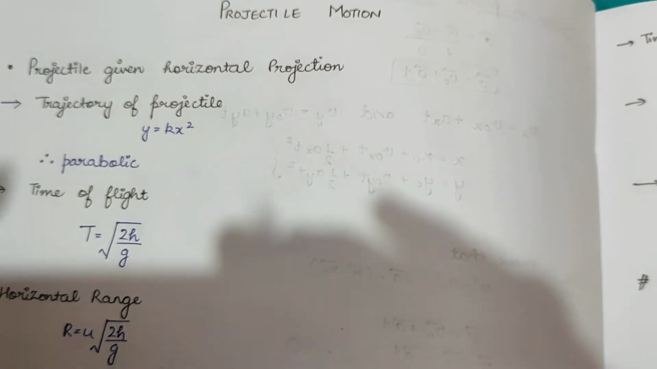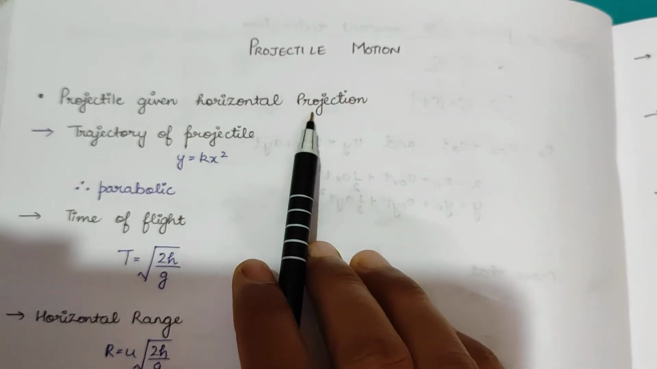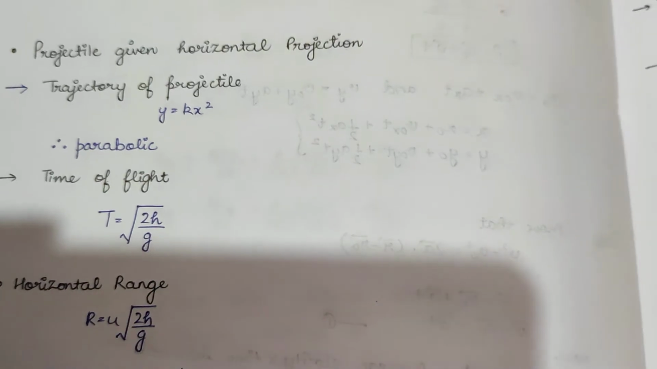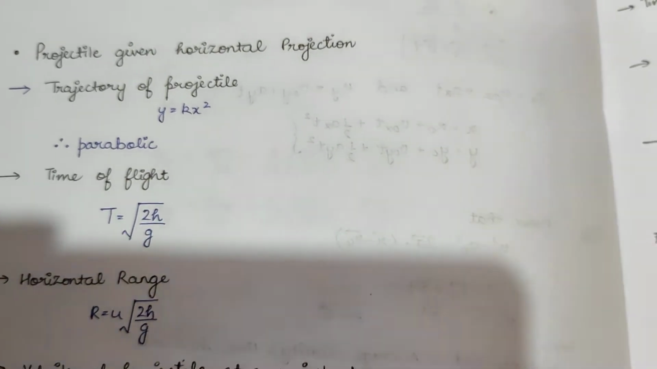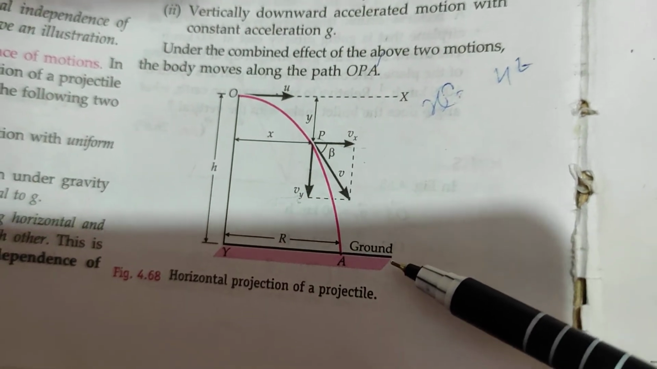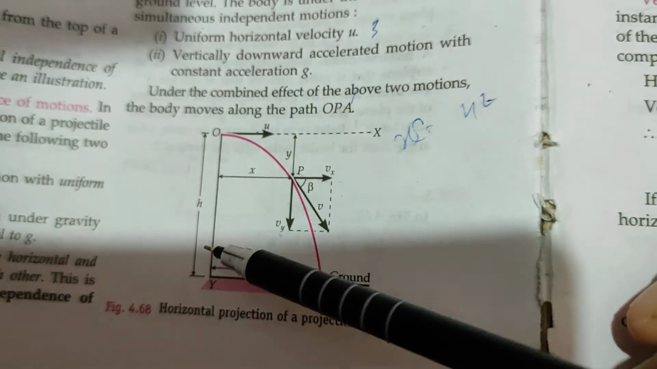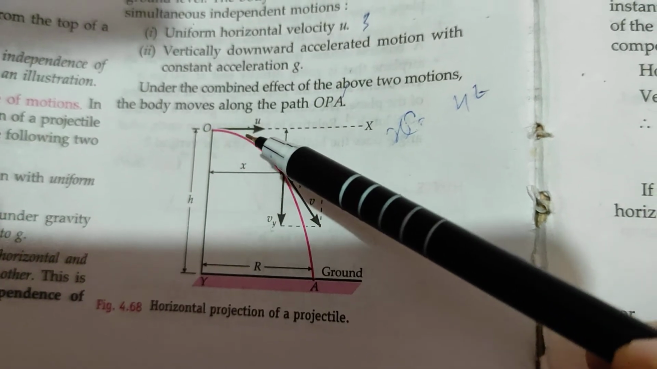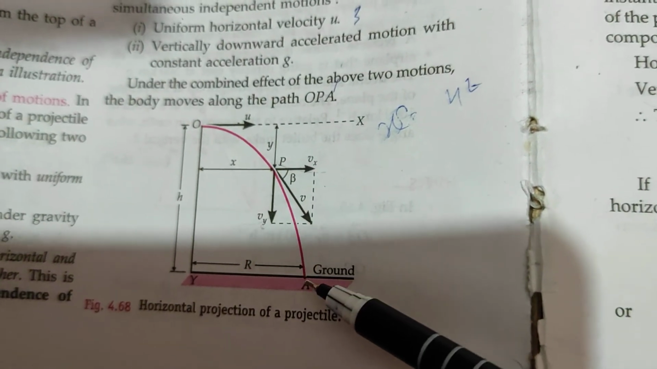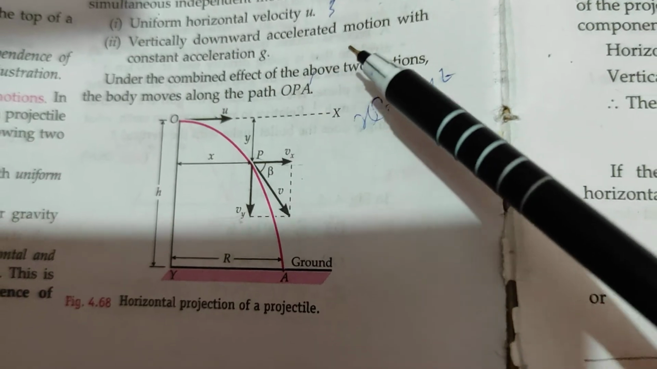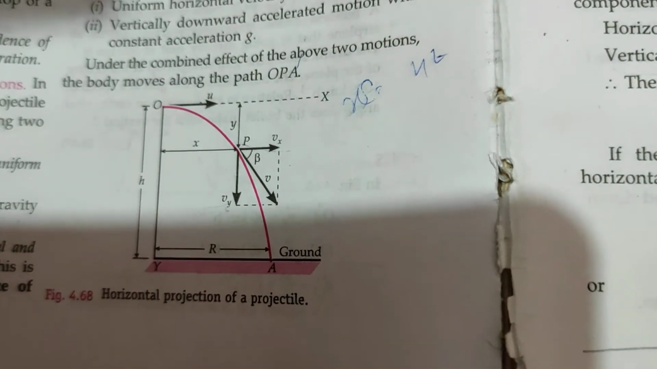Okay. Now, the first case in projectile motion is projectile given horizontal projection. You have already seen it in the video, so I will just explain the important conclusions we draw from it. In projectile given horizontal projection, as you can see in this figure, the horizontal motion is due to the uniform velocity and the vertical downward acceleration. Suppose this is the object at point O, it is moving horizontally and vertically downwards also. Horizontally it is moving with uniform horizontal velocity u, and vertically downwards it is moving in an accelerated motion with constant acceleration g. Fine.